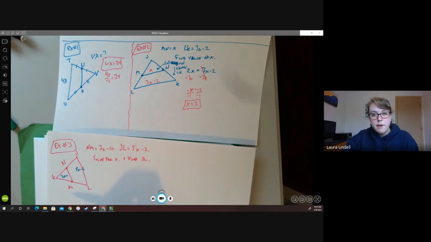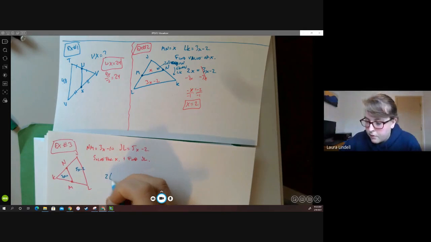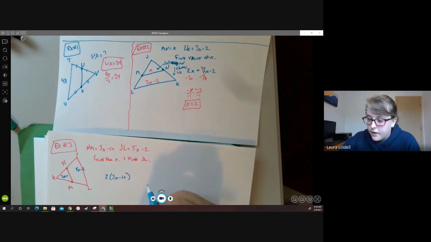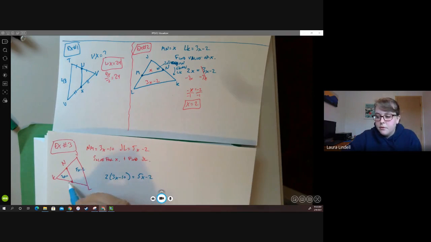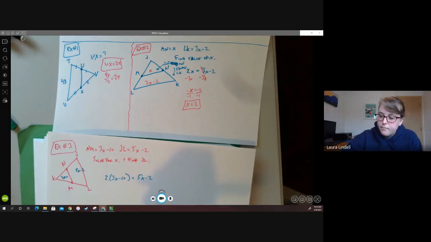But when I do it, I need to make sure that I multiply the entire thing. So we want to make sure that we distribute. And the way that I ensure that is I put some parentheses around the 3x minus 10. And I make sure that the 2 is on the outside of the parentheses. And then it's equal to 5x minus 2. So remember, small 1 times 2 equals big 1. So then we do the distributive property here, and we go 2 times 3x is 6x. 2 times negative 10 is minus 20.